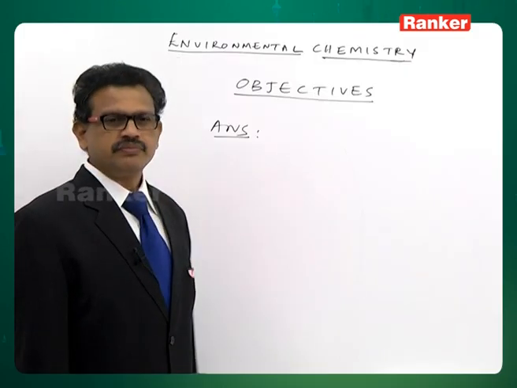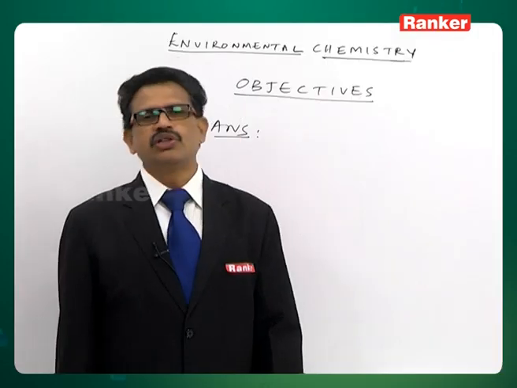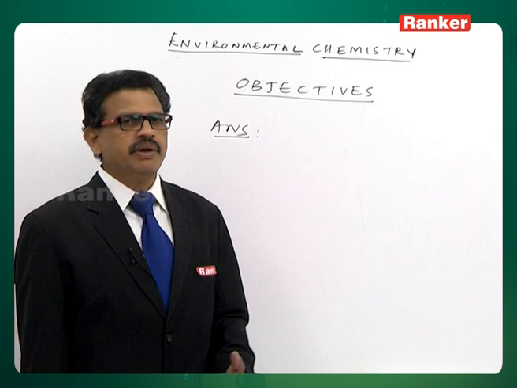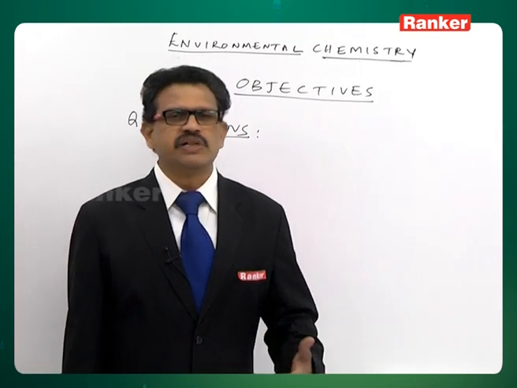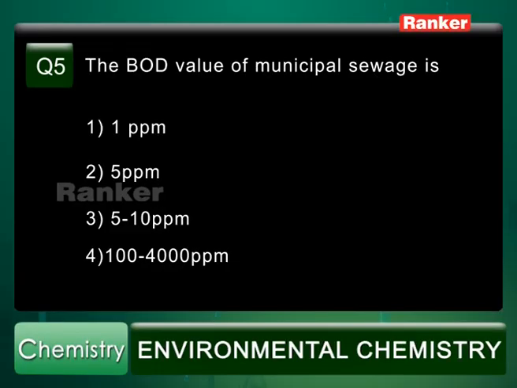Question number 5. The biochemical oxygen demand, called BOD. The BOD value of municipal sewage water is, option 1, 1 part per million, option 2, 5 parts per million, option 3, 5 to 10 parts per million, option 4, 100 to 4000 parts per million. So the limit for BOD value in municipal sewage water is 100 to 4000 ppm. So we can go for answer 4 for this question.